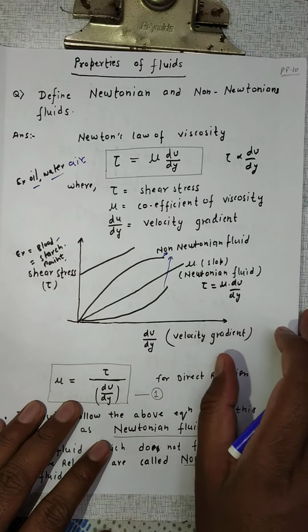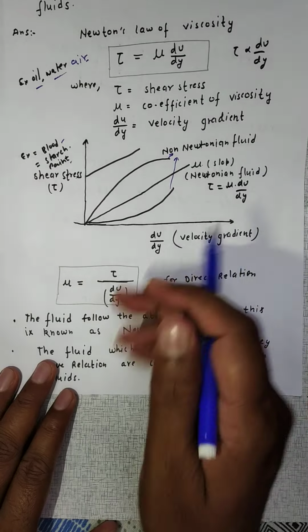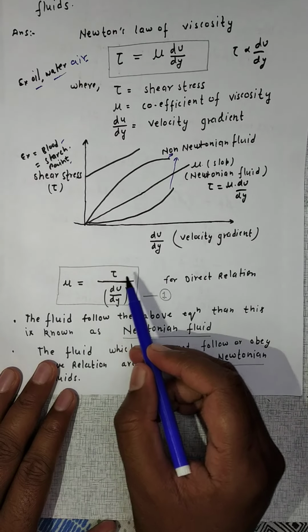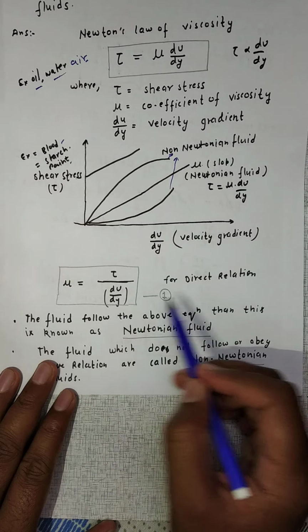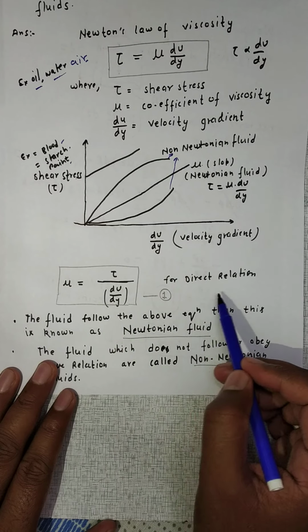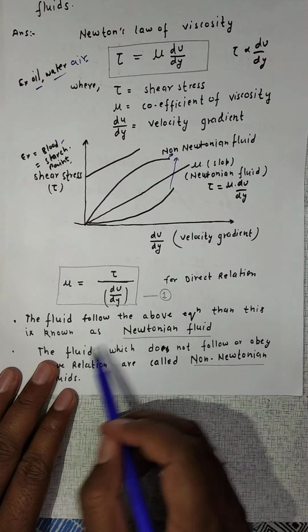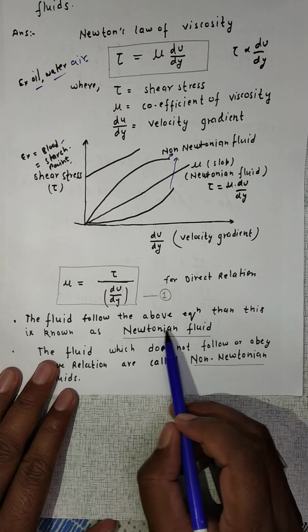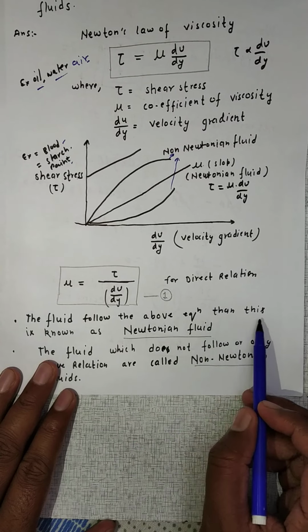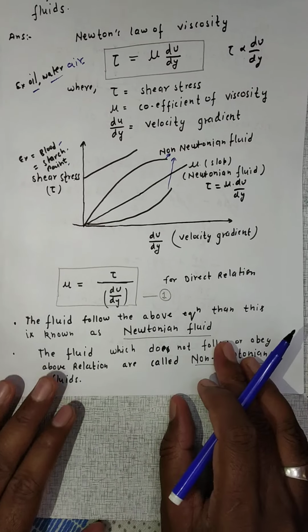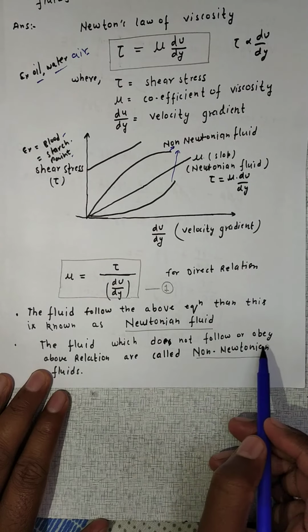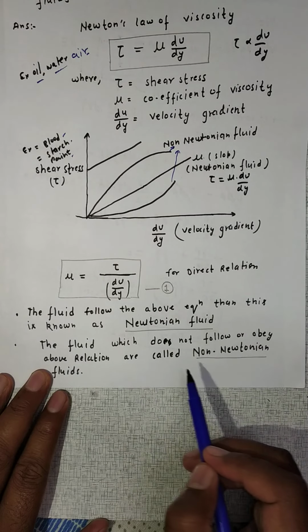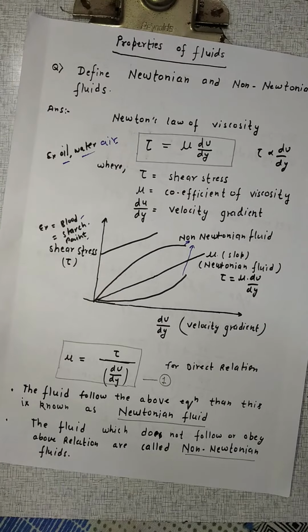Okay friends, the same thing: mu equals tau upon du by dy. So from here we can find the direct relation between shear stress and velocity gradient. The fluid which follows the above equation is known as a Newtonian fluid, and the fluid which does not obey the above relation is called a non-Newtonian fluid.